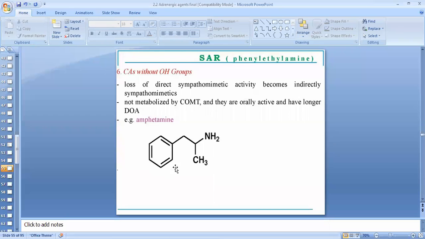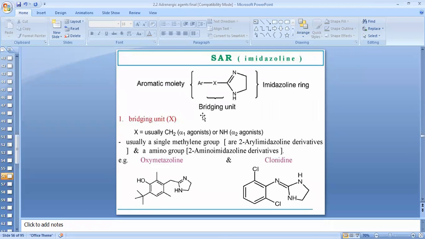Now, catecholamines without hydroxyl groups. If both hydroxyl groups are not there, they lose the direct sympathomimetic activity and become indirectly sympathomimetic. They are not metabolized by catechol O-methyltransferase, they are orally active, and have longer dopaminergic activity. The name of the drug is amphetamine, which is a catecholamine without hydroxyl groups.